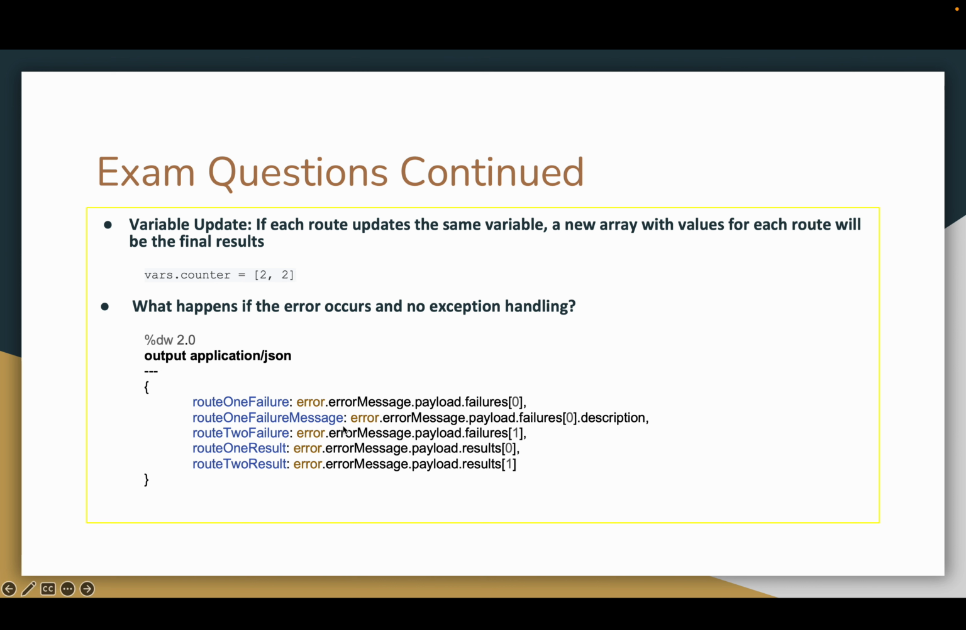So basically, it looks like that. Remember, when there is an error, everything will be in the error, and error message, and payload. Under payload, there are the failures, and also there's a result. In the result, you look for the successful result. In the failures, you look for the failure result.